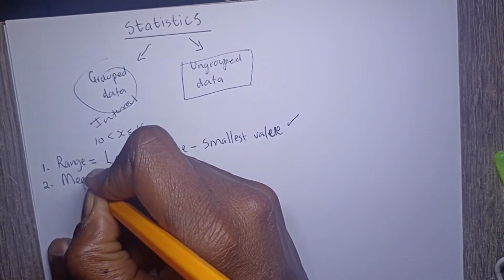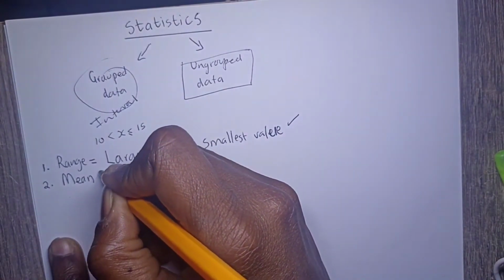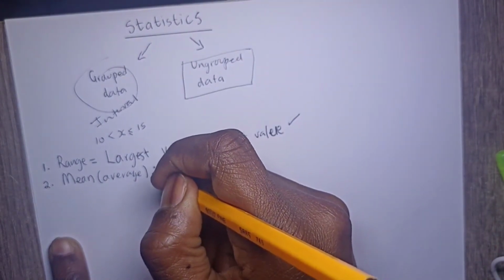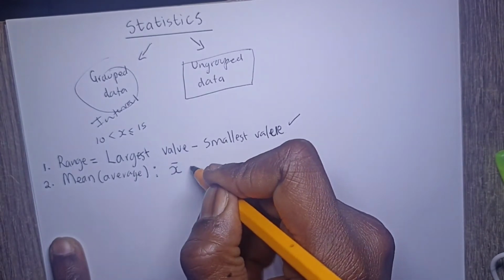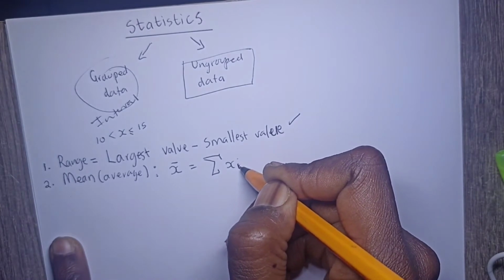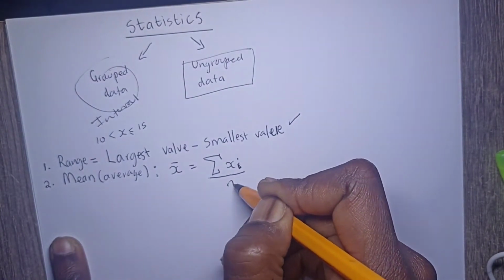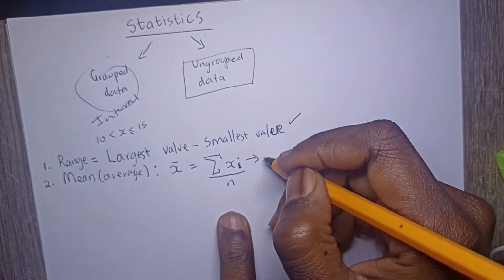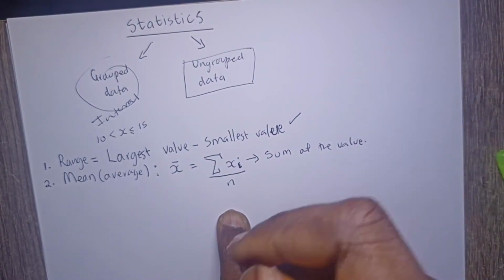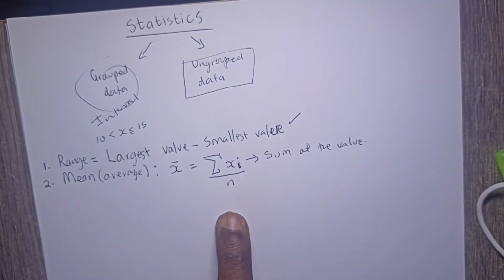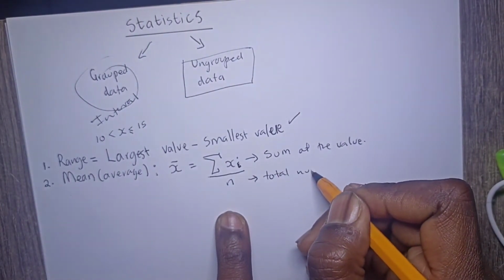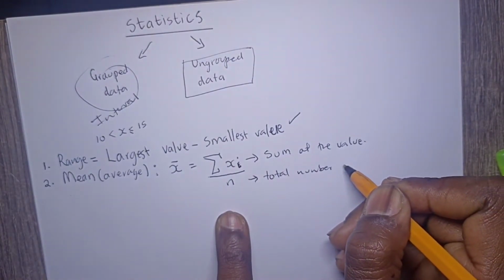Number two, they can ask you to calculate the mean. The mean is basically the average of your data set. So how do we calculate the mean? Look at this. X bar equals sigma xi over n. This stands for the sum of the values. So you're going to add up all the values that are given, and you divide by the total number of values in your data set.